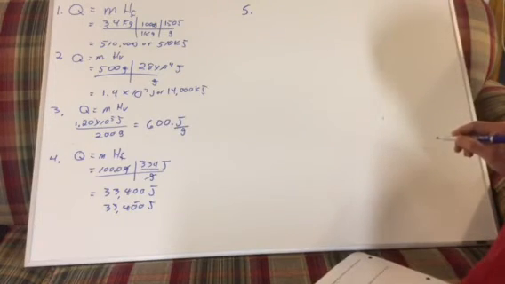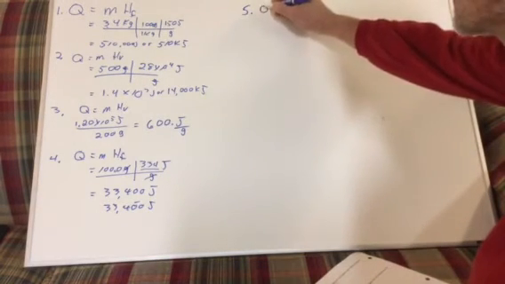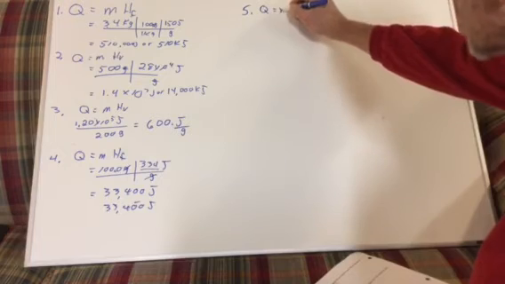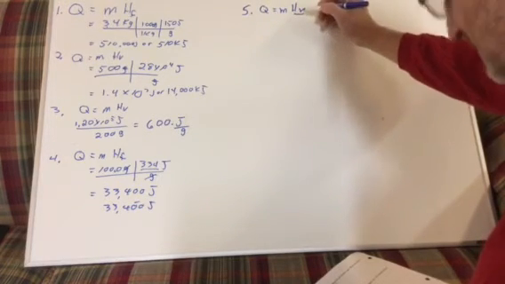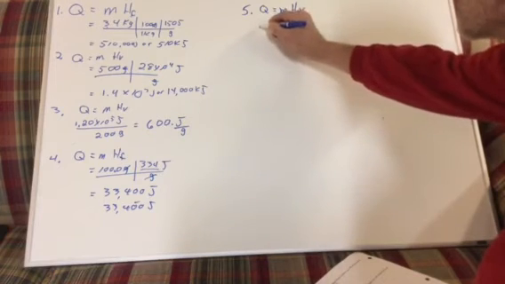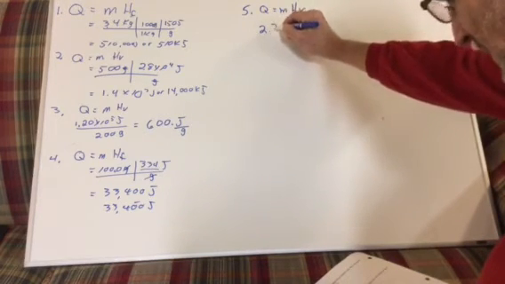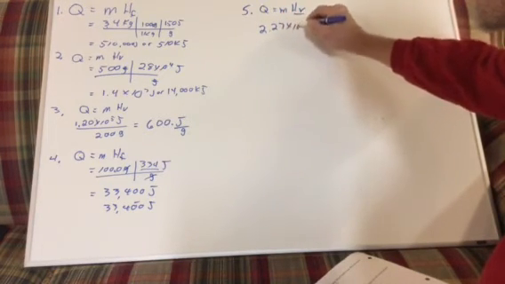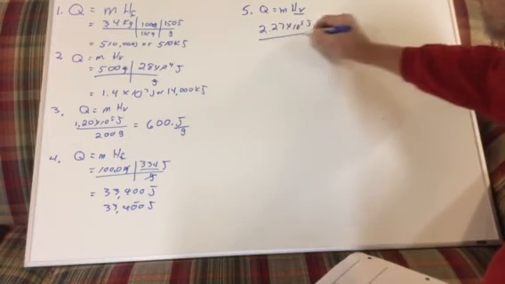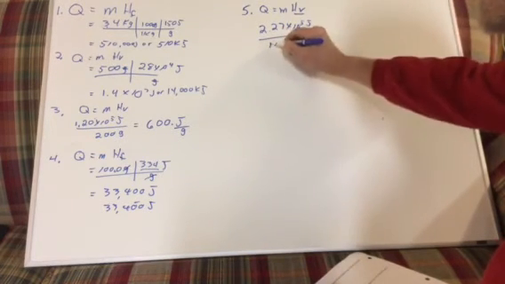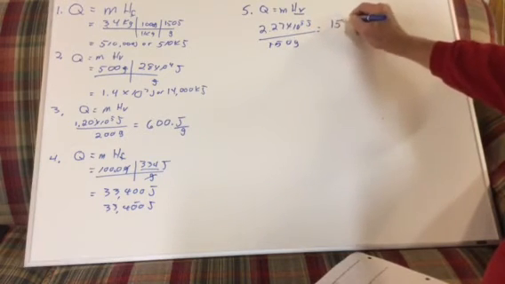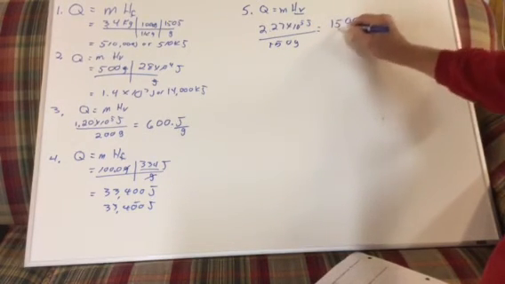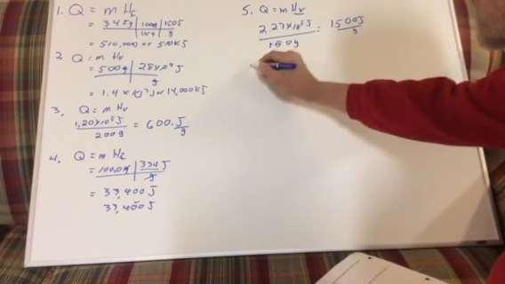It says, what is the heat of vaporization? Always the formula, Q equals M H of V. This is what you're asked to find. So you're given the Q value, which is 2.27 times 10 to the 5th joules, and the mass is 150 grams, and that equals 1,500 joules per gram.